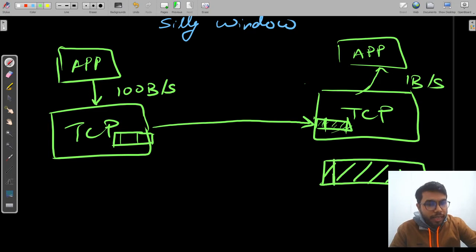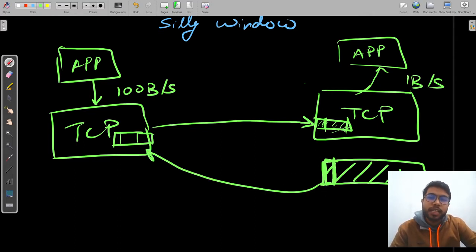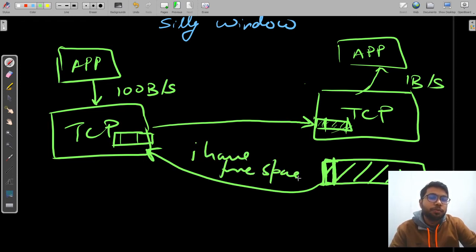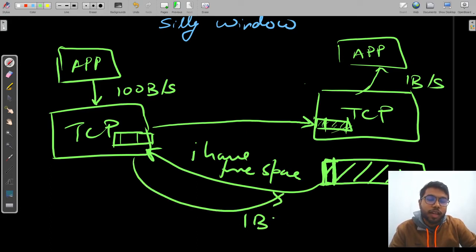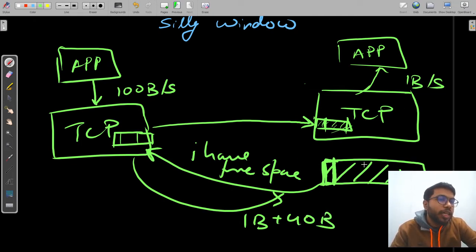Every 1 second, I get 1 byte of free space. Now, what is going to happen is when I get this free space, I'm going to tell this guy, I have free space. And now this guy is going to send 1 byte. And to send that 1 byte, he has to send me 40 bytes of header. Okay. Again, my application only consumes that 1 byte per second.